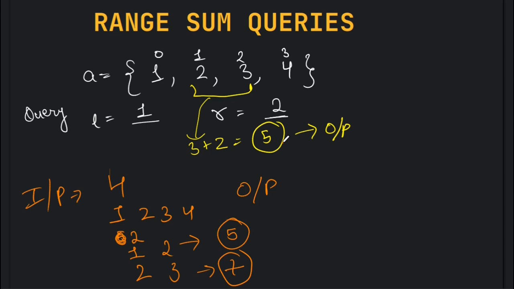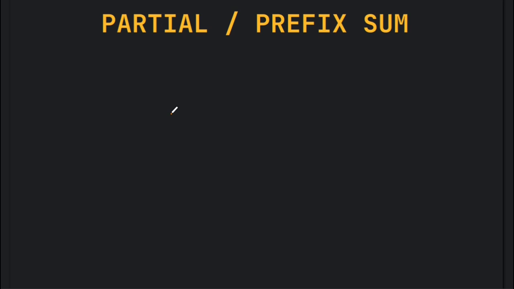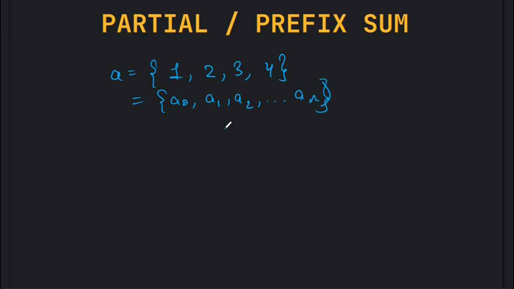Now let's look at an approach for solving this. Before I start with the approach, we would first have to look at what actually is partial sum or prefix sum. Both are the same thing. So for an array A, which is 1, 2, 3 and 4, or let me say it like this, A0, A1, A2 and so on up till AN. And we know that sum is A0 plus A1 plus up till AN. So this is the sum.